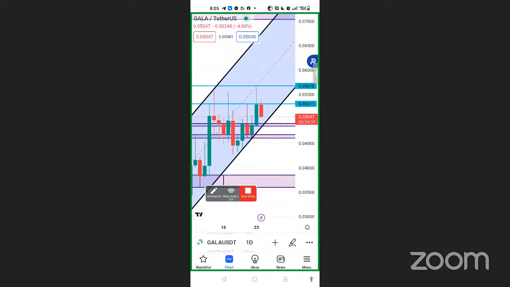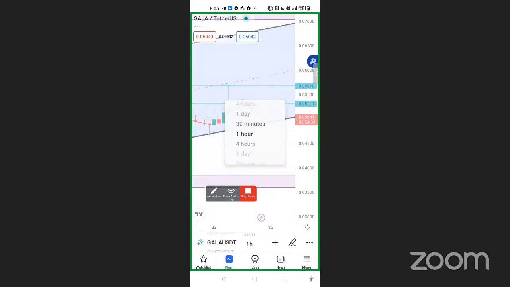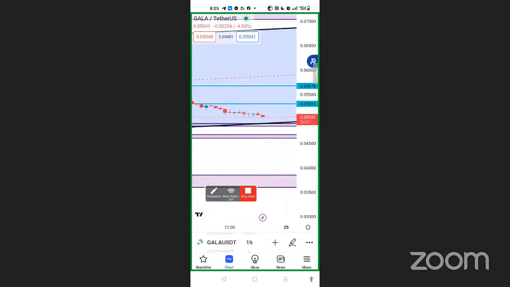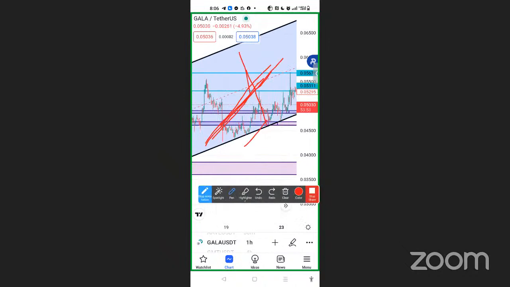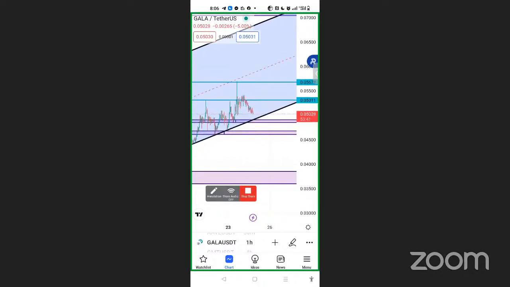So when I draw my parallel channel like this in the 1-day time frame, and let me say in the 1 hour, it gives me more sense, right? You see that the market has been moving on this line. It broke down here, touched this line, moved up, touched this line, moved up, touched this line, moved up to this line. Now it has been resisted, so it is coming down.